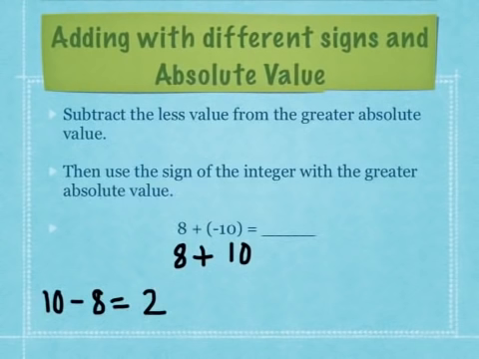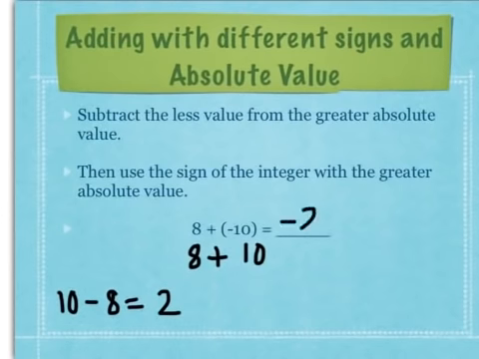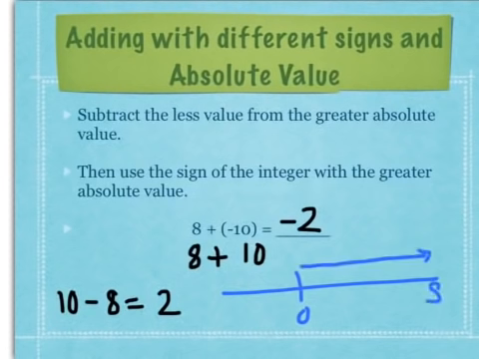Then use the sign of the integer with the greater absolute value. Well, 10 has the greater absolute value. What is the sign of 10? In the original problem, it is negative. Therefore, my answer is -2. And if you think about it, if you had a number line, you would start at 0 and move towards the positive 8 spaces. Then since you're adding -10, you're going to move in this direction 10 spaces, which would get you to -2.